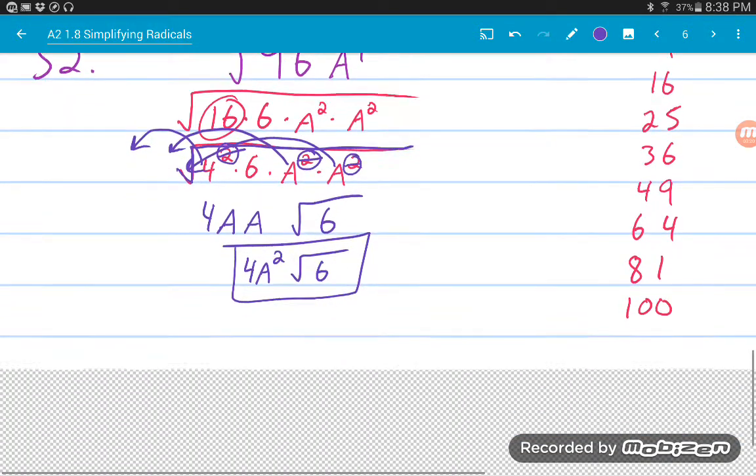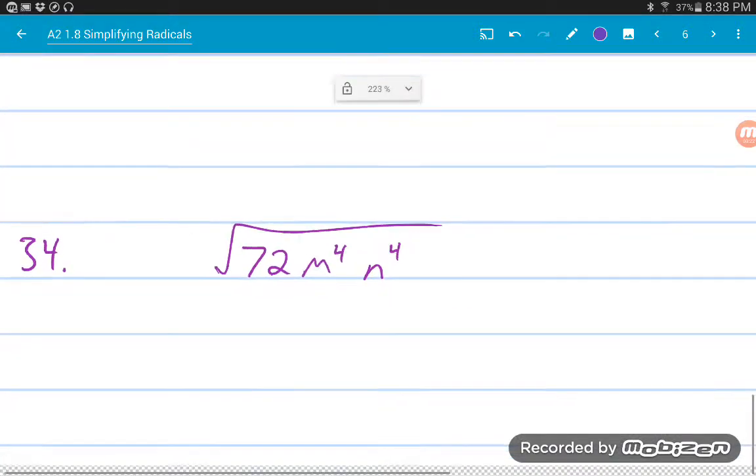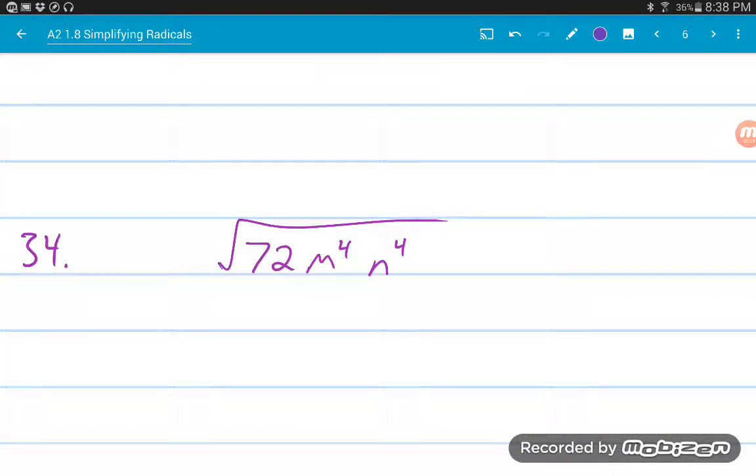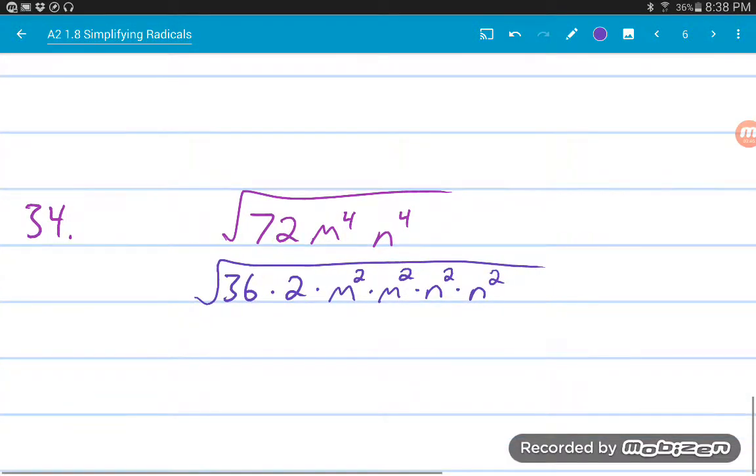One more a little bit quicker. 34. 72 can be broken up into the perfect square 36 times 2. M to the fourth becomes m squared times m squared. So still got 4 m's. The n is going to become n squared and n squared. Square root all that. So like this became that, this became that, and this became that.